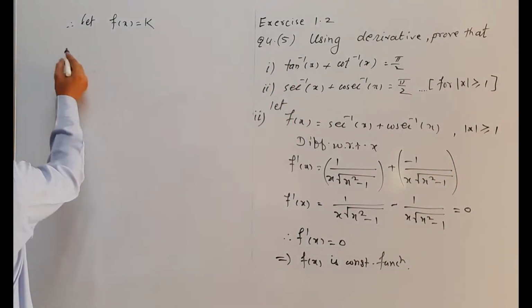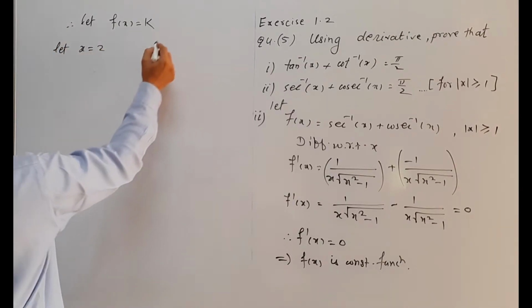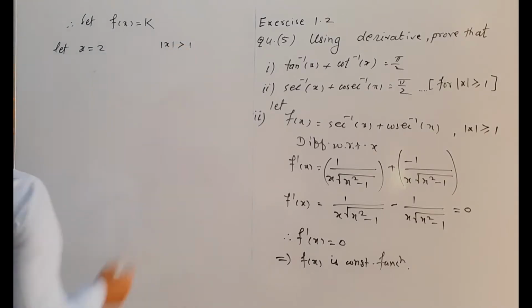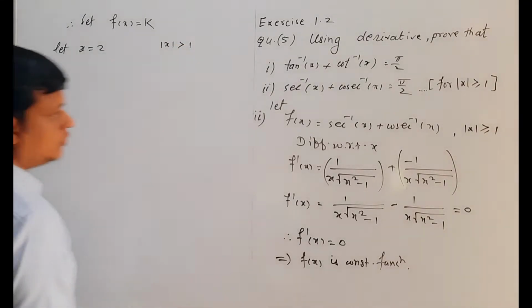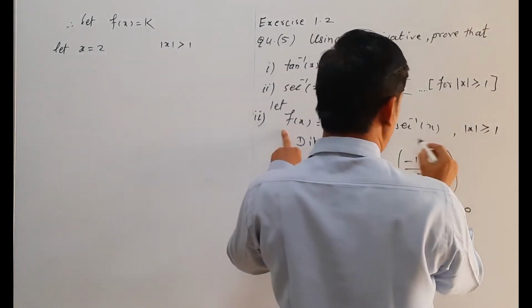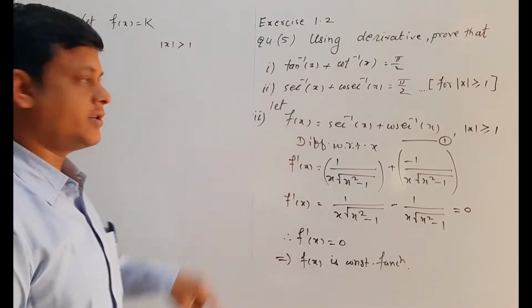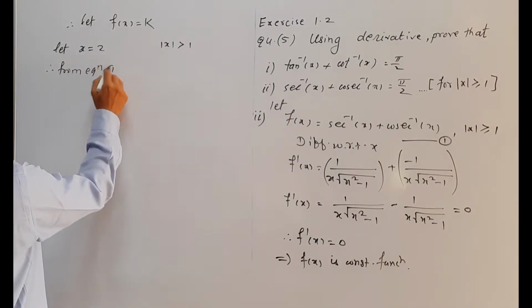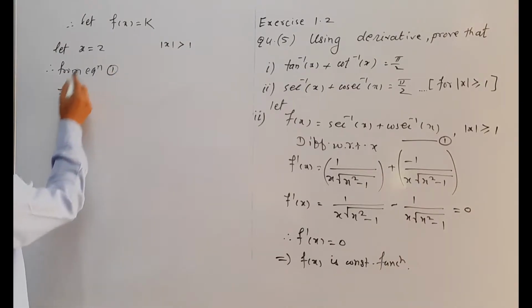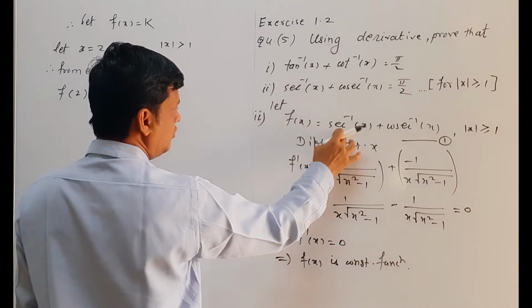So we consider here let x equal 2. Mod x greater than 1 we consider here. So let x equal 2. From this, we denote the value of f of x as equation number 1. Therefore, from equation 1, we find f of 2 from this.